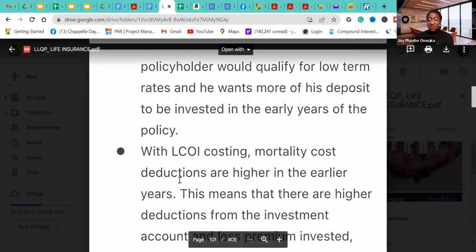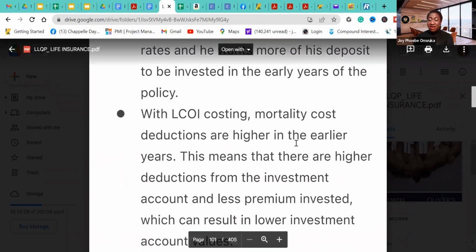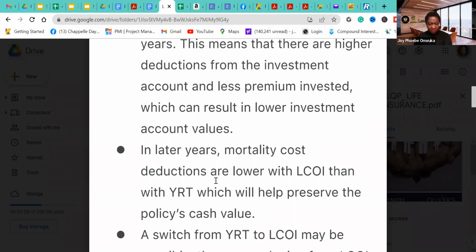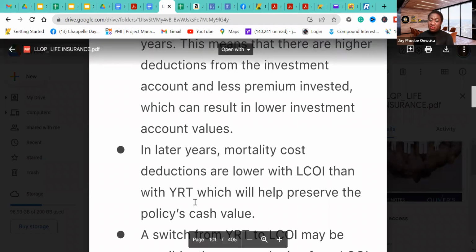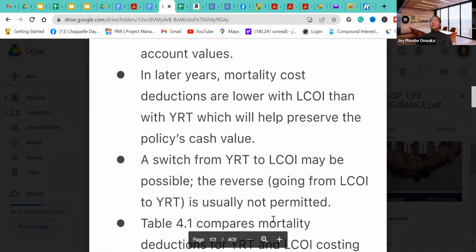With level cost of insurance costing, mortality cost deductions are higher in the early years. And this means that there are higher deductions from the investment account and less premium invested, which can result in lower investment account value, of course. In later years, mortality cost deductions are lower with level cost of insurance than with YRT, which will help preserve the policy cash value.